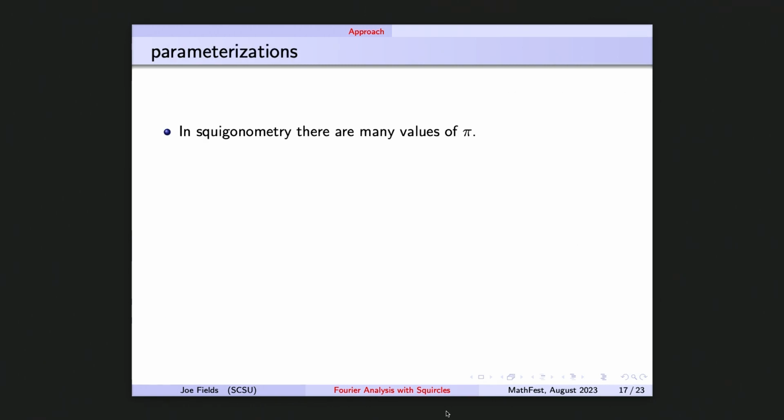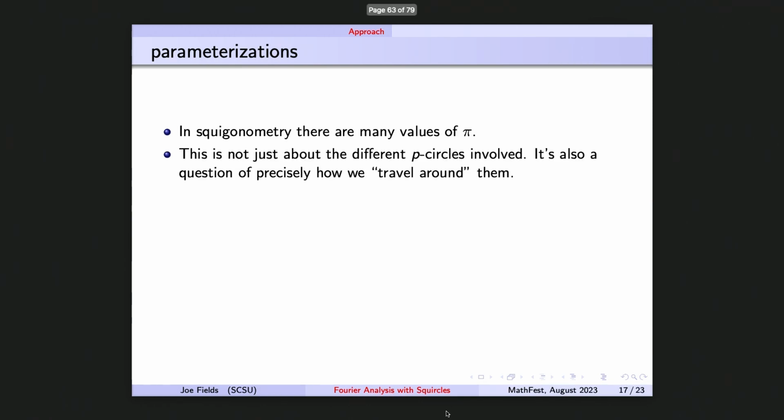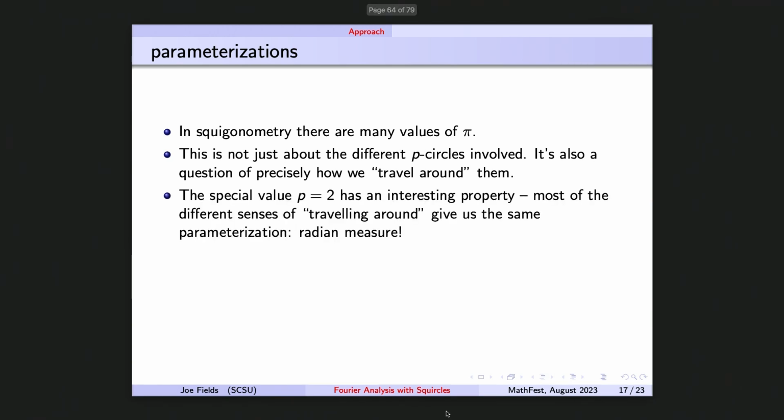So, parameterizations. Like we just saw, there's a lot of different values of pi when you're doing squigonometry. And it's not just that there are all these different p-circles, there's also the issue of how you travel around them. If you travel around them with constant arc length, at constant speed, let's say, you get one parameterization. If you care about how area is swept out, you get another. Something that's kind of cool is that at p equals 2, all these different notions of traveling around become one.